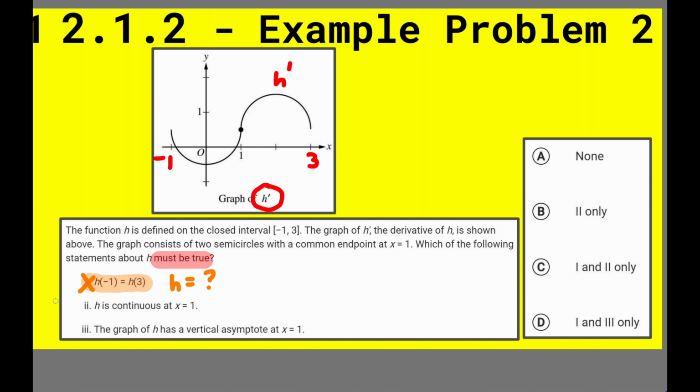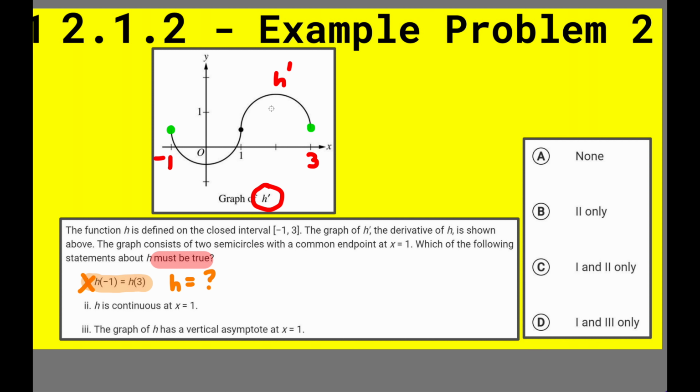That doesn't have to be true because we don't really know the function to make a decision on that. We know h prime, we don't know h. Now you might be tempted to go, but look, the endpoints, here's h prime of -1 and h prime of 3. Those are the same. Just because those are the same does not mean h is the same. Because remember, the graph is of h prime, not h.